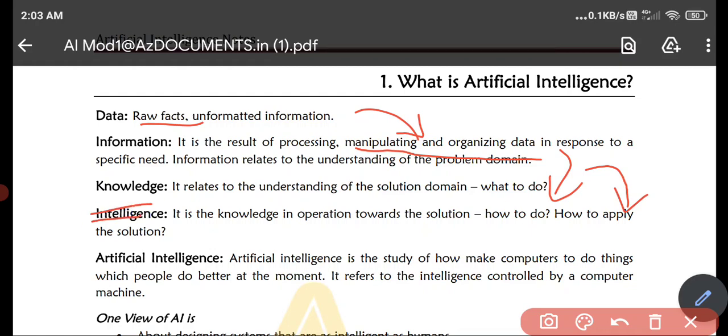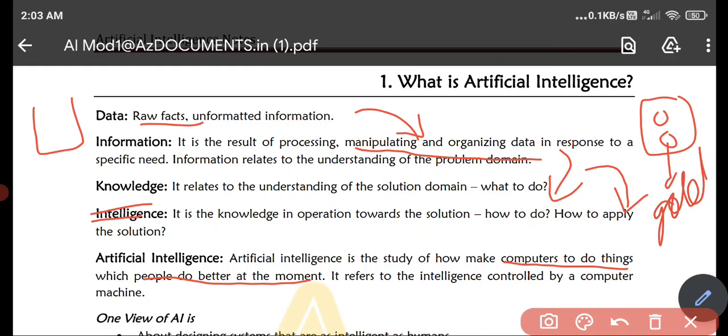So artificial intelligence is nothing but making the computer do the things which people do better at that moment. Here people will do that task better than the computers, but what we are trying to do is make the computer do those things. Say for example, you are doing gold mining, extracting the gold from the earth. The first thing you will get is the raw material, correct? From this you will extract the gold, correct? And the next thing, you will think what to do, that is whether to make jewelries, bangles, what you need to do. For the next thing you will get the knowledge, and intelligence is how to apply the solution or how to do that. So that is what you will learn in the intelligence.